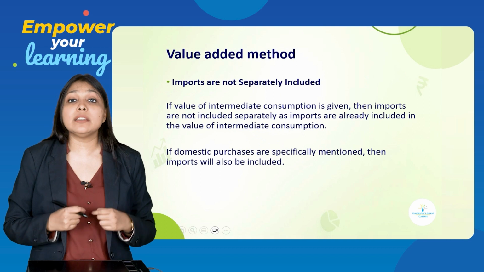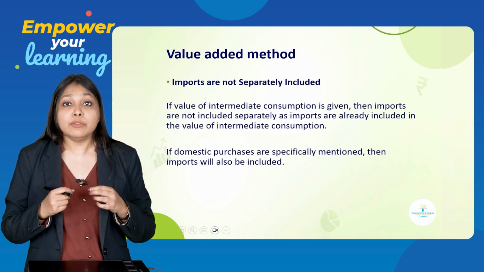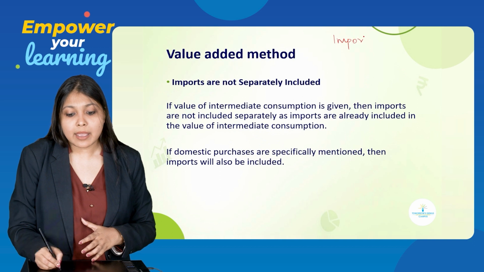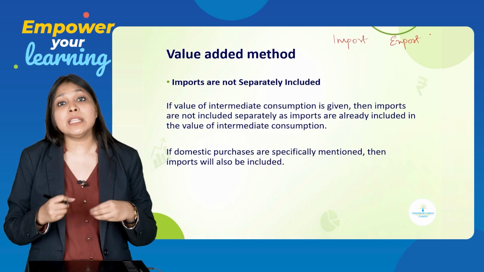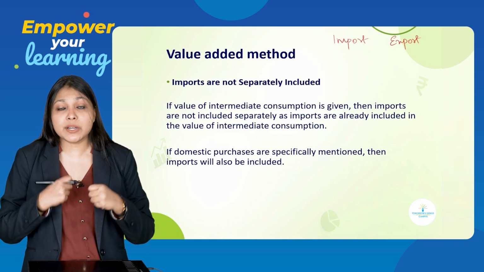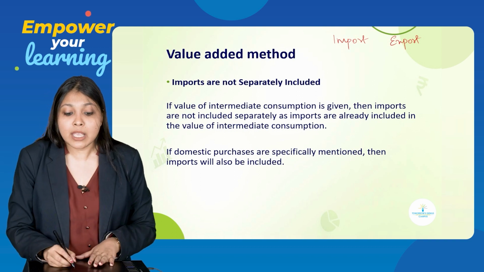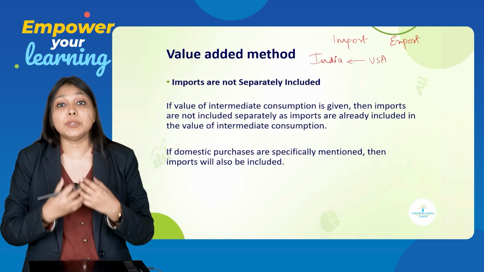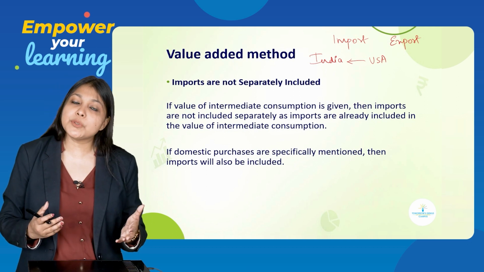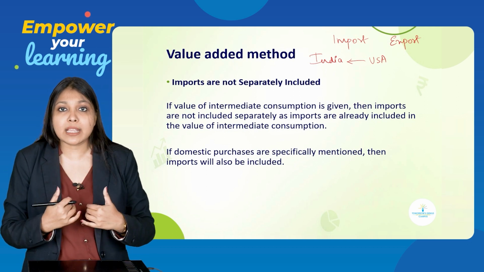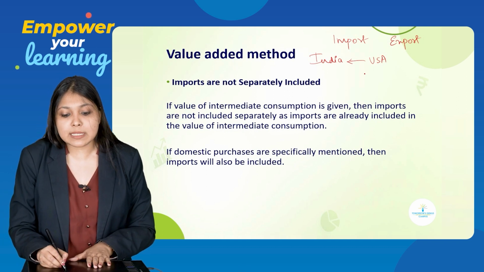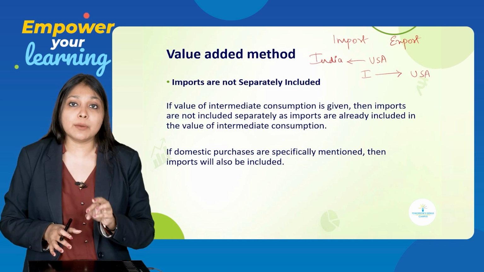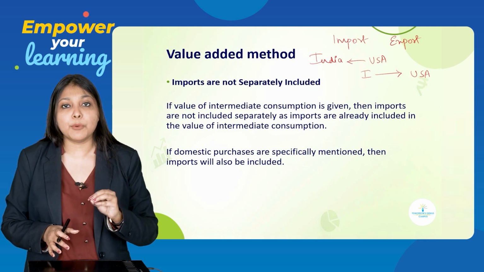Next, when we calculate national income using the value added method, two things you have to keep in focus, that is related to import and export. Import means when our country is purchasing goods and services from some other country. So, suppose India is purchasing goods from USA, that means we have done importing of goods. And export means just the opposite. Export means selling of goods and services from our country to some other country. So, suppose India is selling goods to USA. Now this becomes exporting of goods. So you have to put major focus on import and export.